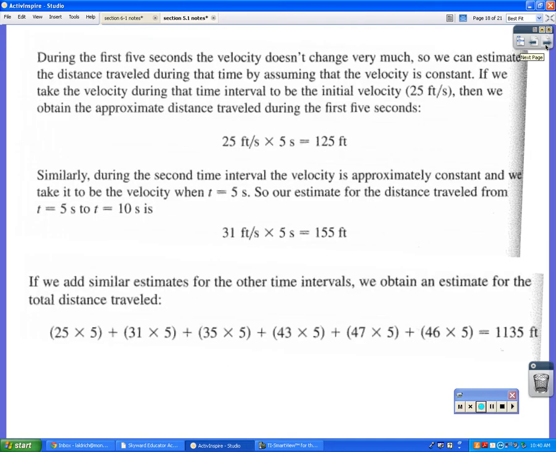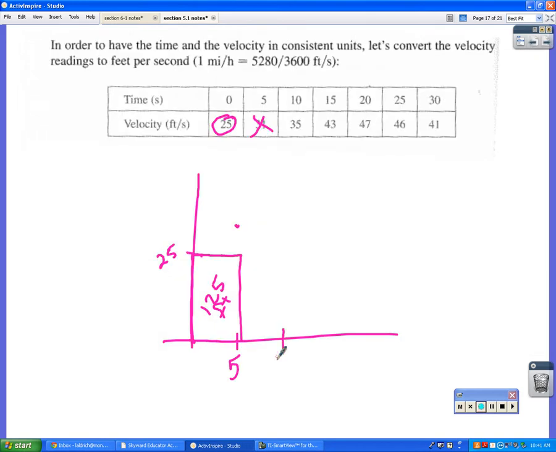Similarly, during the second time interval, the velocity is approximately constant, and we take it to be the velocity when t equals 5 seconds. So our estimate for the distance traveled from 5 to 10 seconds would be what you get when you multiply those together, or 155. So they're again drawing a rectangle. They're saying, okay, the velocity at 10 seconds is a little bit higher, but it's pretty close. So let's just draw a rectangle there and multiply those together and get 155 feet traveled in the next 5 seconds. Okay?